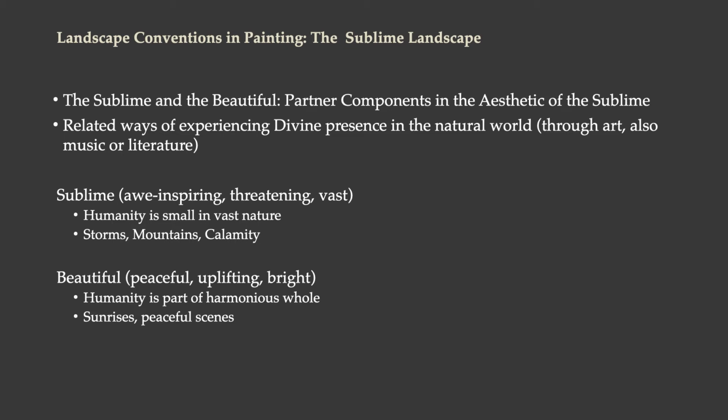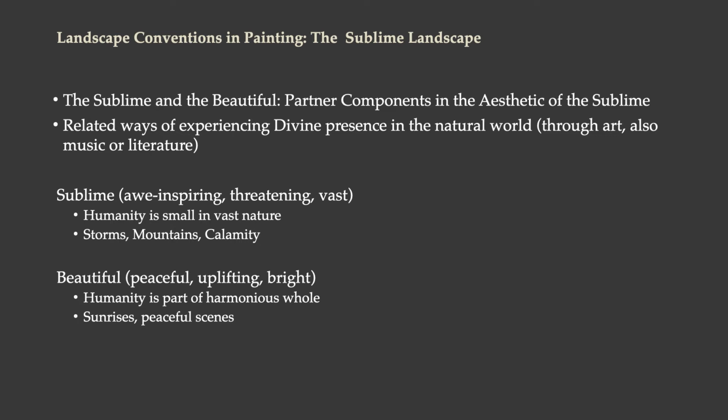This tradition of seeking the sublime in painting has its partners in music and literature and other forms of expression in romanticism. But sticking just with visual expression, when we're talking about the sublime, we're talking about qualities that are awe-inspiring and threatening and vast. In the sublime, you have a sense that humanity is small, nature is vast. In the landscape, that is presented to us in the forms of storms, mountains, calamity, things that make the human being feel small. There are elements of balance against the sublime that are described as the beautiful, with a capital B.